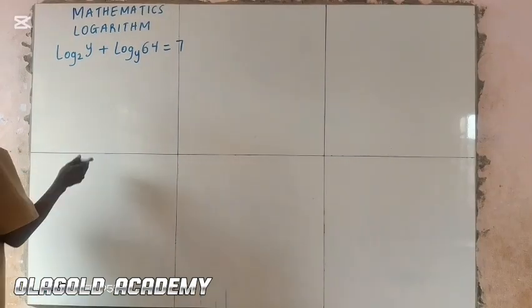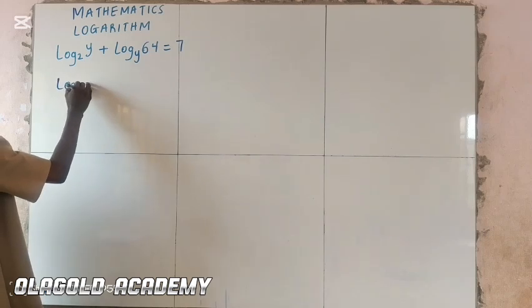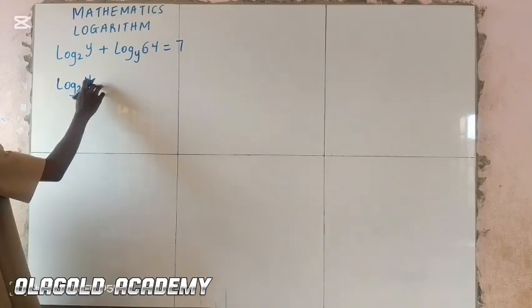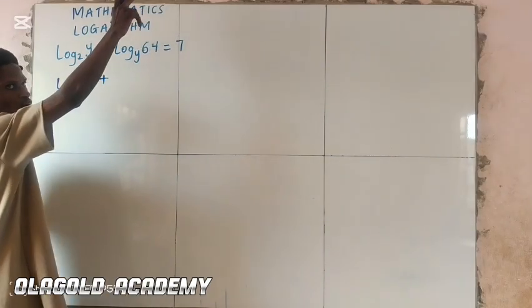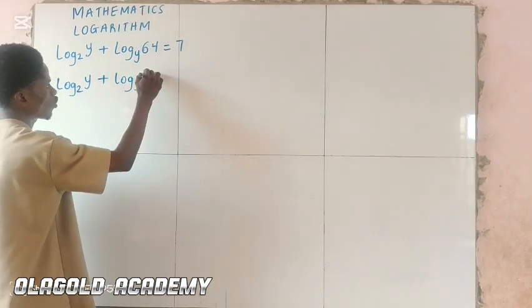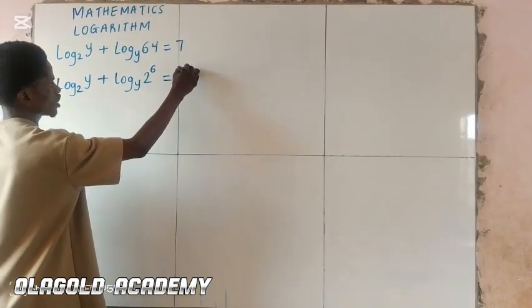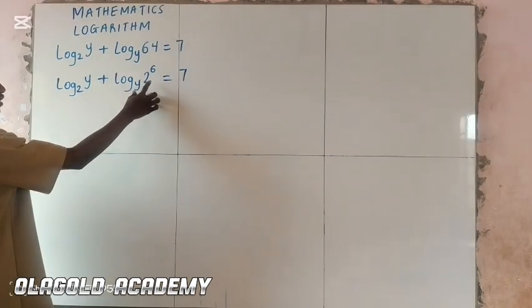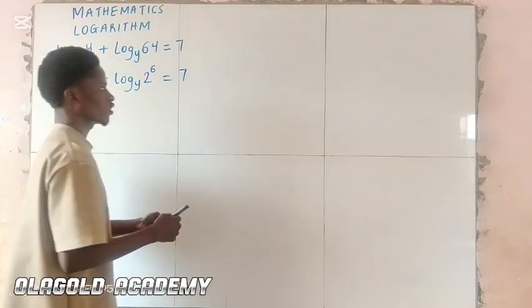Alright, let's solve this. From here, I'm going to have log 2 of y plus, I'm going to raise this one to a power. So I'm going to have log y of 2 with power 6 equal to 7. If I have something like this, I can now apply this law in logarithm.